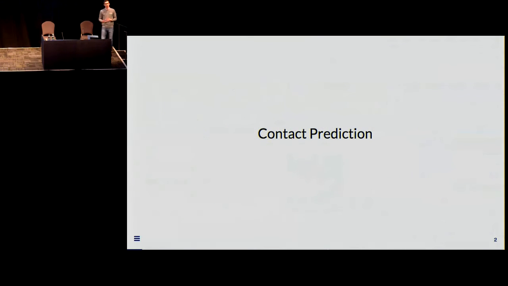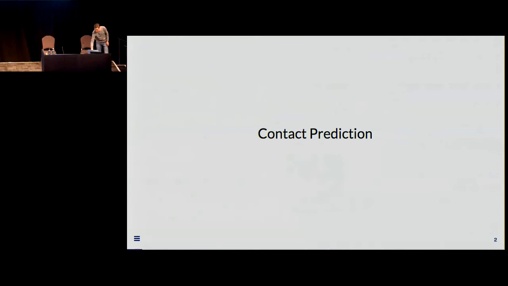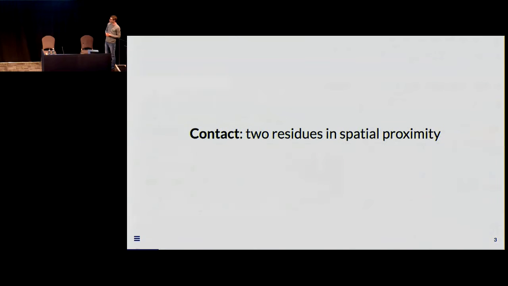But before I talk about ConKit itself, I think not all of you will be familiar with the idea of contact predictions, and in particular how this can be useful to you as structural biologists. So in the field of contact predictions, a contact in general is simply defined as having two residues in spatial proximity. This does not necessarily mean that these residues have any kind of functional relationship, but purely that they are close to one another.